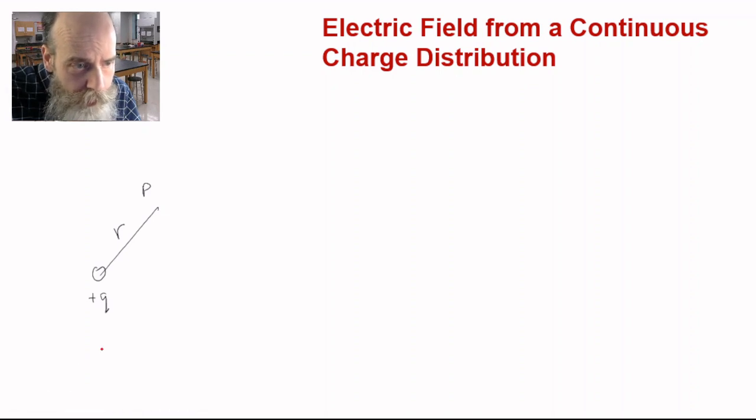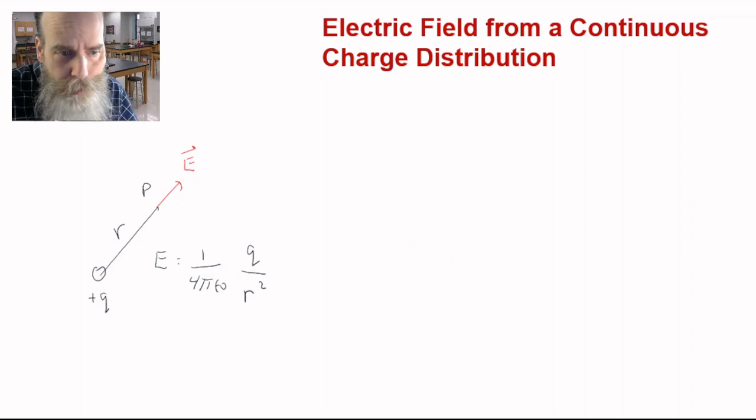The electric field for a positive charge is directed away from the charge like this. And the magnitude of the electric field is E equals 1 over 4 pi epsilon 0 times Q over r squared.